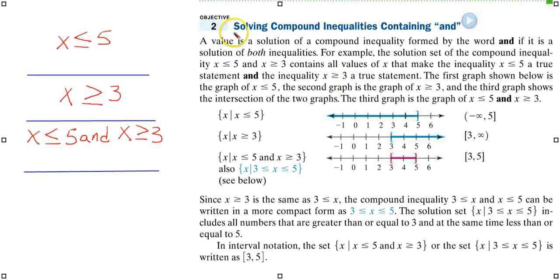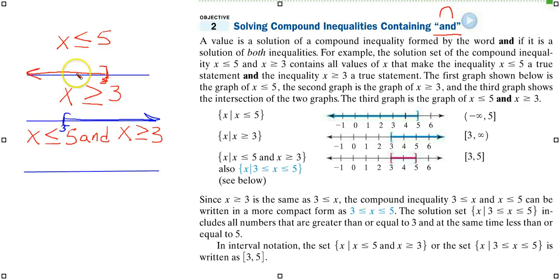Now in example 2, or objective 2 first, solving compound inequalities containing "and." So the key word is we're looking for intersection, and we have these inequalities. So in theory, we're going to say, well, this is 5 right here, and it's saying x is less than or equal to 5. So we're going to put a bracket there, a line this way, and there is this graph. Now we take our next inequality, x is greater than or equal to 3. So that would be about there, a 3. Again, a bracket, and it looks like this.